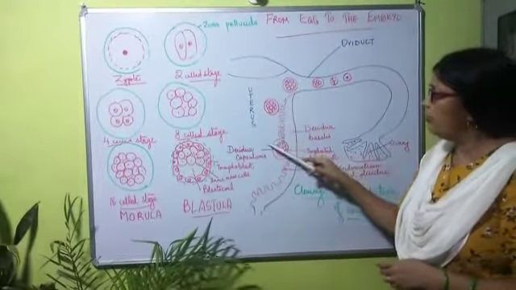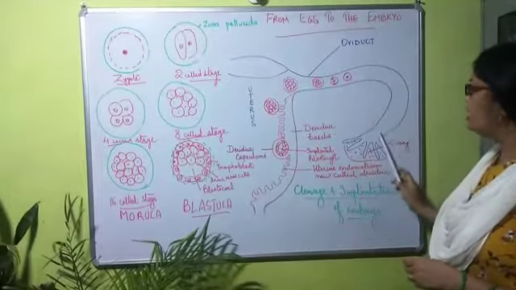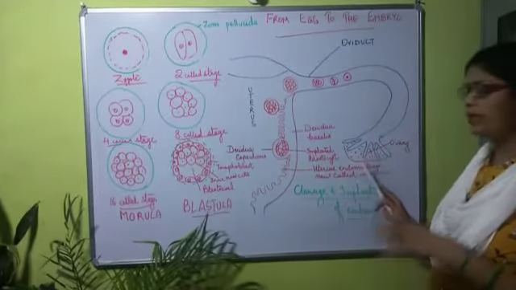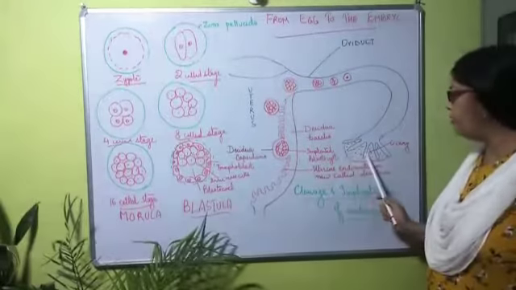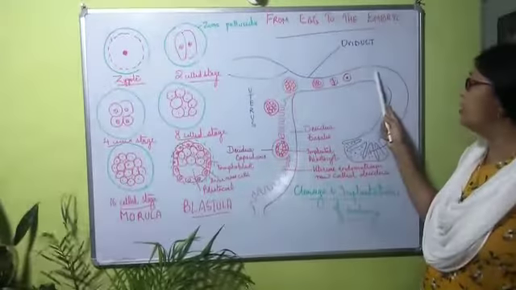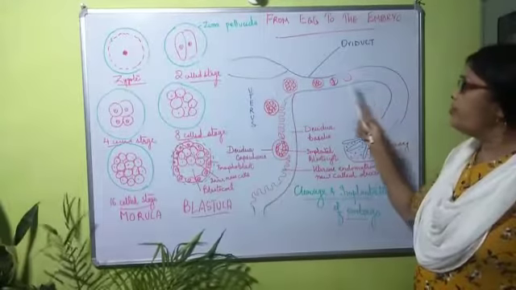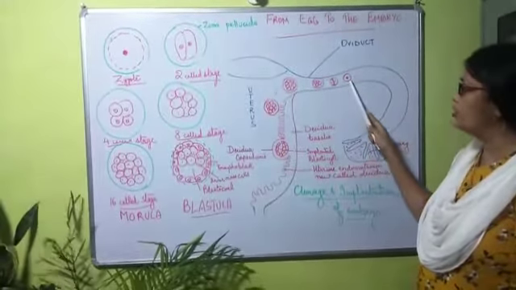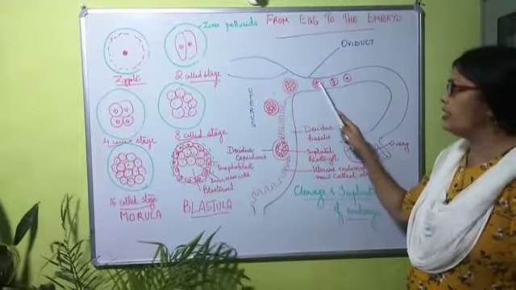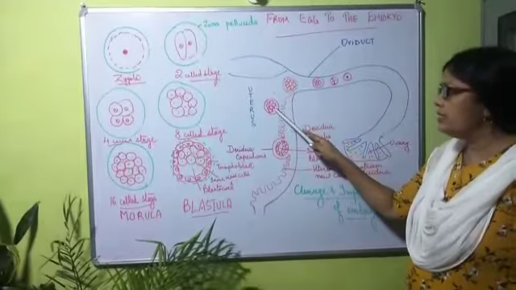So this is the uterus, this is the oviduct. Here, this is the ovary which has released the ovum. Ovum is picked up by the fimbriae or the finger-like projections, and it is propelled by peristaltic movements into the oviduct. When fertilization occurs, zygote is formed. Then cleavage takes place, 2 cell, 3 cell, 4 cell, 8 cell, 16 cell stage.